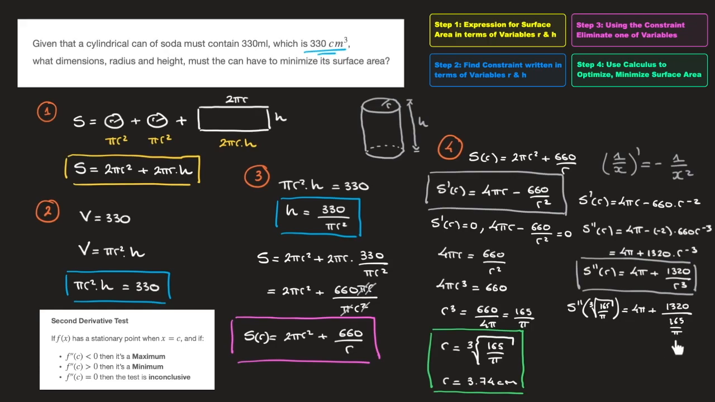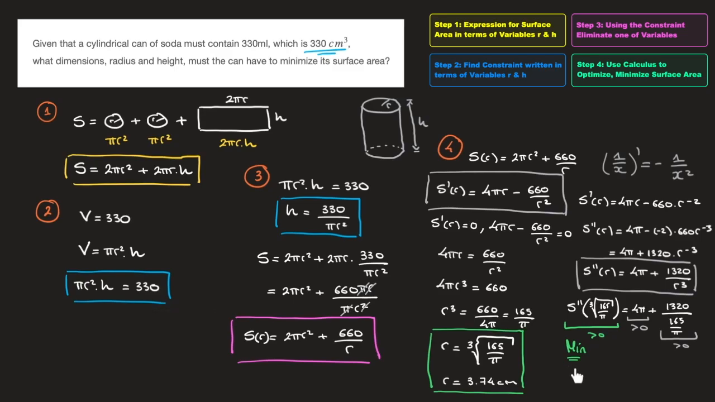Now I could of course go ahead and actually calculate all of this, but keep in mind when we use the second derivative test, all we really care about is whether or not the result is positive or negative. And looking at all this, it's quite clear that 4 pi is positive, and 1,320 over 165 over pi is also positive. Consequently, the second derivative at that value of r is positive, which allows us to conclude that our function s of r reaches a minimum value when r equals the cubic root of 165 over pi. In other words, without even calculating, we can state that we're dealing with a minimum.